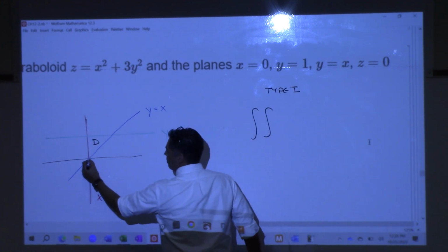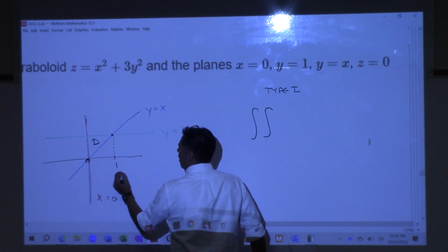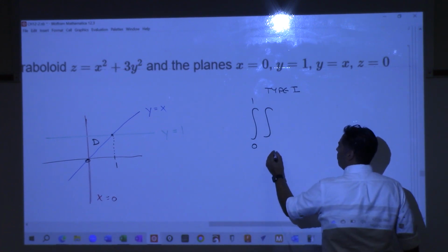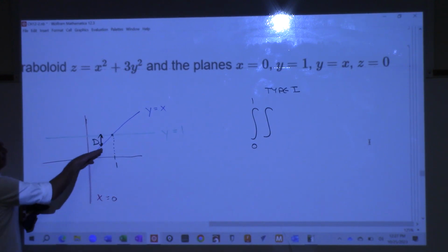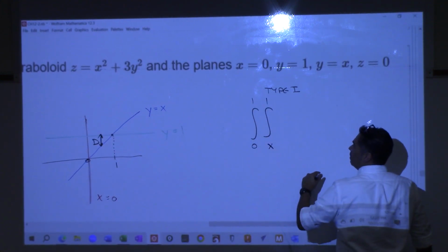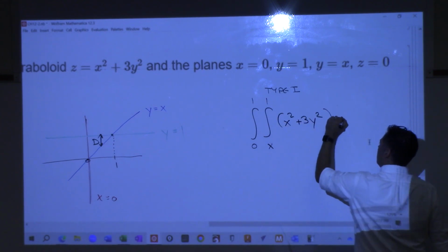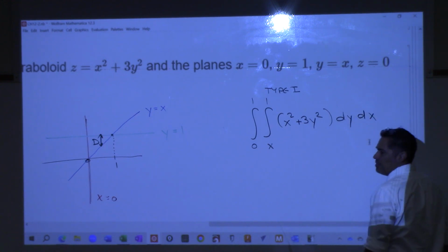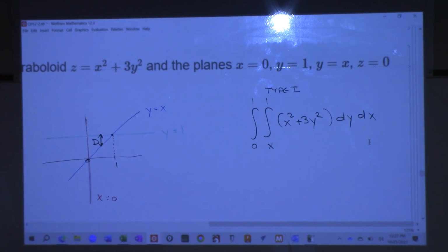What are my bounds on x? 0 to where they hit each other. Is it obvious where they hit each other? 1, right, at 1. Okay, so 0 to 1. Now what about my restrictions on my y between here and here? x and 1. And what am I integrating? The x squared plus 3y squared dy dx. There we go. That's the setup for that one. I hope that's a little smoother now that we did that other one.